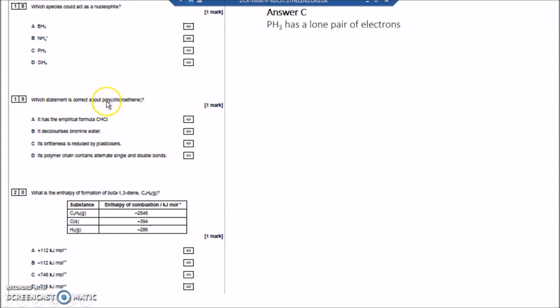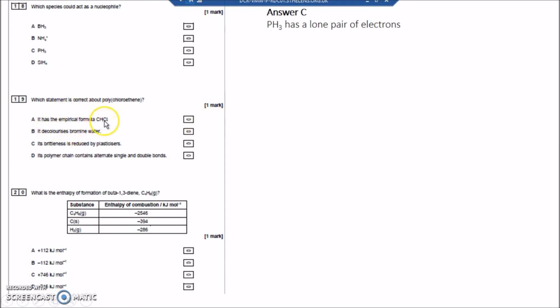Which statement is true about polychloroethene? So polychloroethene has come from chloroethene, in other words, a C to C double bond with H, H, H, Cl. So it's a C to C double bond, an H and H on carbon number 1, and an H and a Cl on carbon number 2. And when it's formed polychloroethene, the double bond is broken, and then all of the monomers are now joined together with single bonds. So let's have a look.